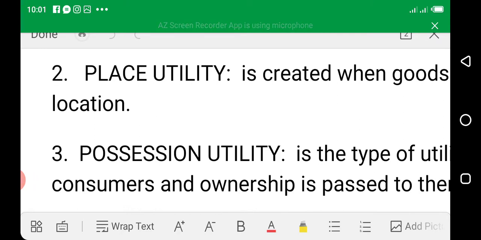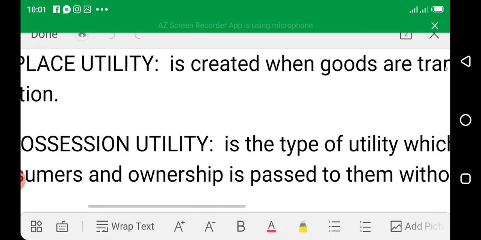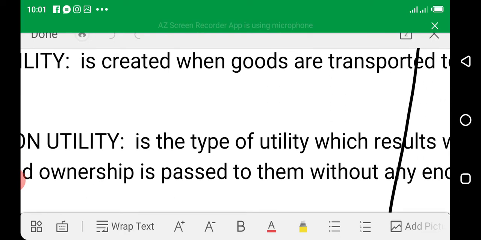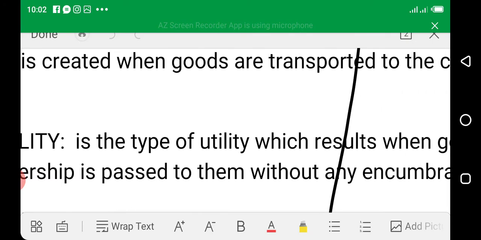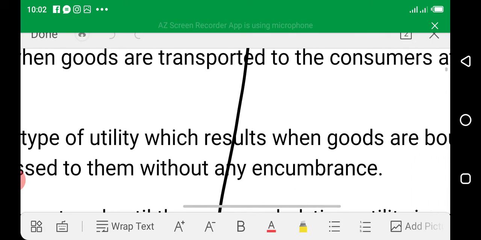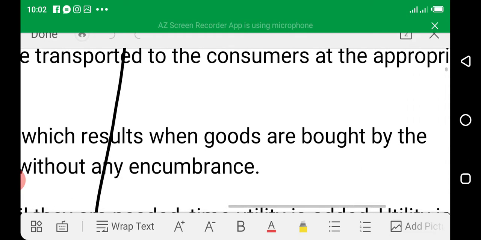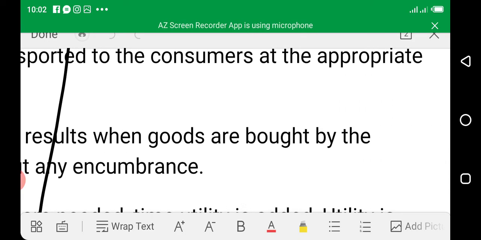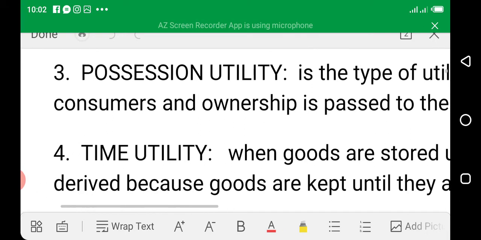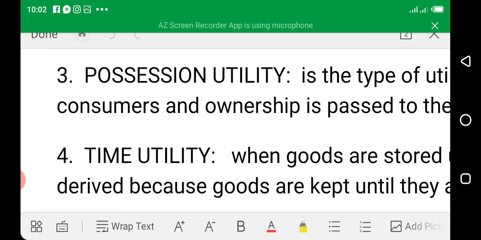Then place utility is created when goods are transported to the consumer at the appropriate time. This is the satisfaction people derive when they have goods at their doorstep. That is, this kind of utility has reduced the stress they might have undergone in getting a particular product for their personal consumption.